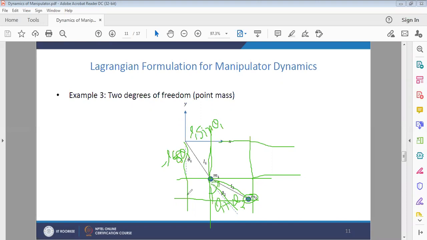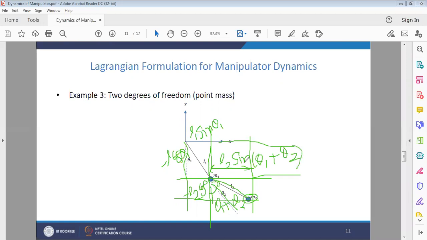It is minus L2 cos of theta 1 plus theta 2, and this length is L2 sin of theta 1 plus theta 2.